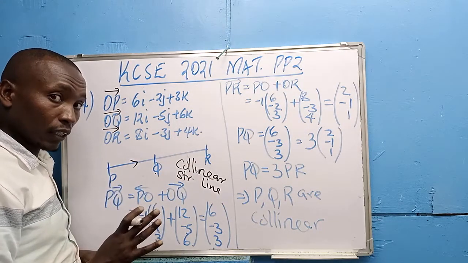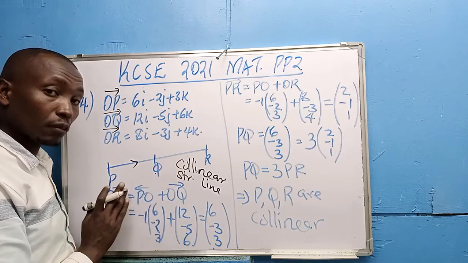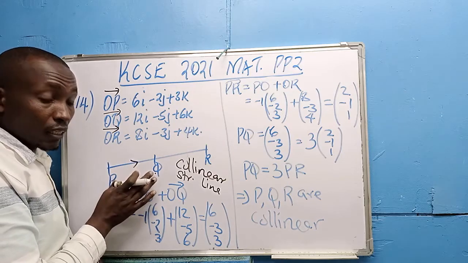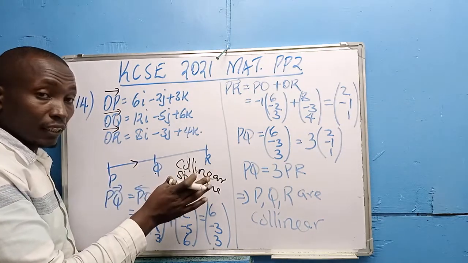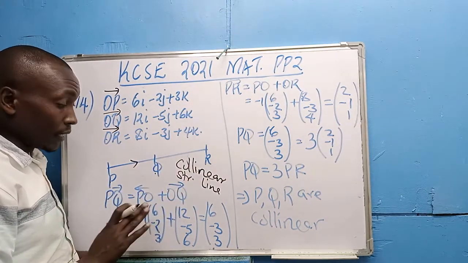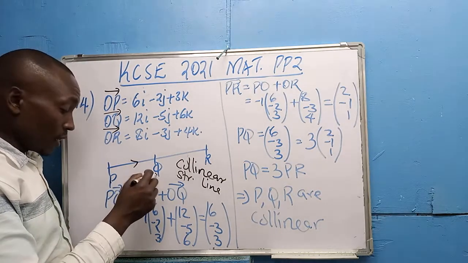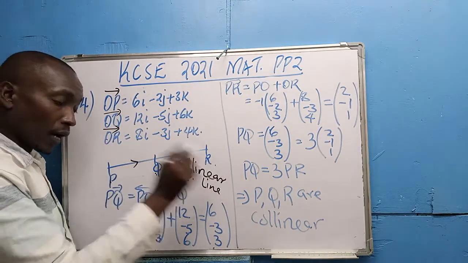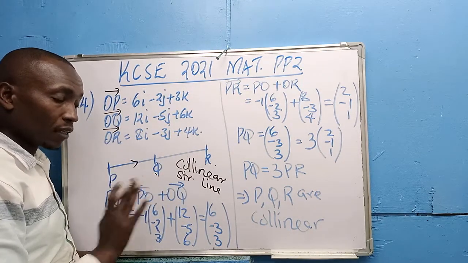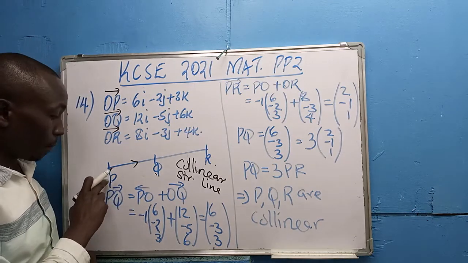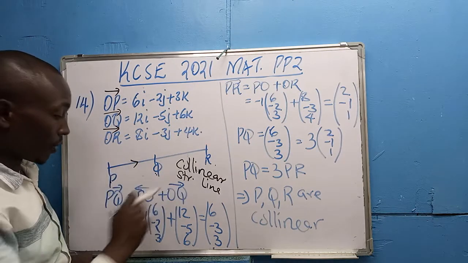Once you have the two vectors, if one vector can be expressed in the form of the other, or rather there is a constant, so that if I multiply the first vector I get the second, then the points are collinear. Otherwise, I can still work out PQ, then I work out PR, then I compare the two vectors. For this one, I have decided to work out the vectors PQ and PR.